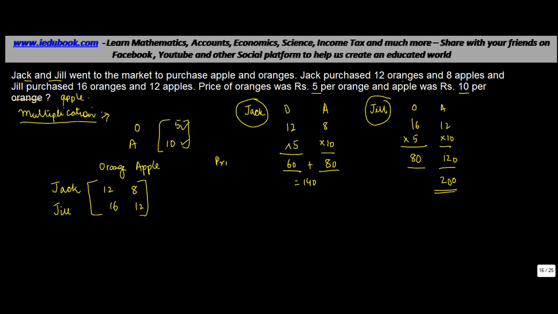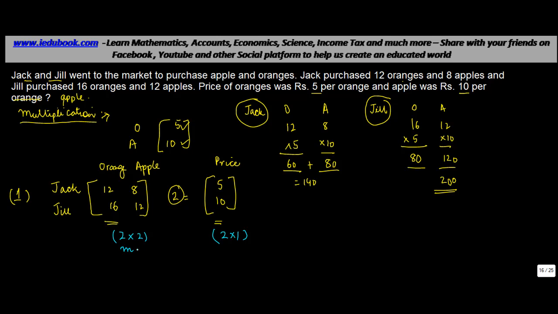Now if you see, the price of orange is 5, apple is 10. This problem can also be solved through multiplication of matrices. Now if you notice, you have this particular matrix and you have another matrix. So let's call this matrix 1 and this matrix 2. Now let's find out the order of these two matrices. The order of this matrix is 2 into 2, and the order of this matrix is 2 into 1. There are 2 rows, 2 columns here, 2 rows, 1 column here.